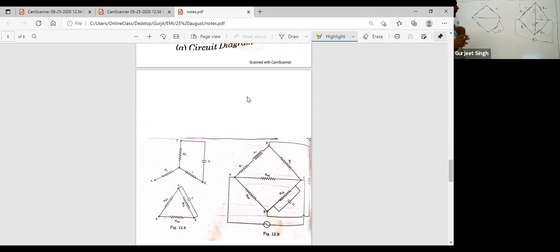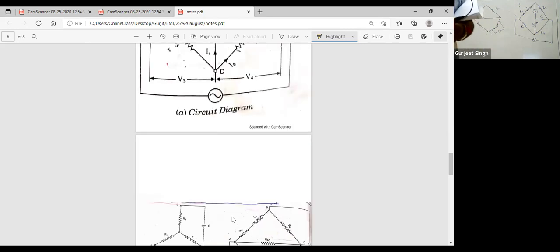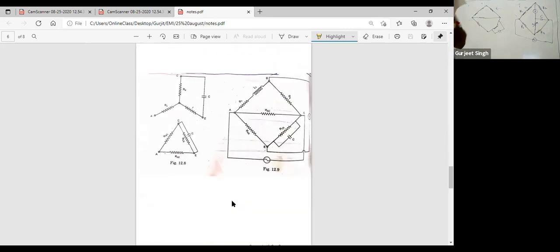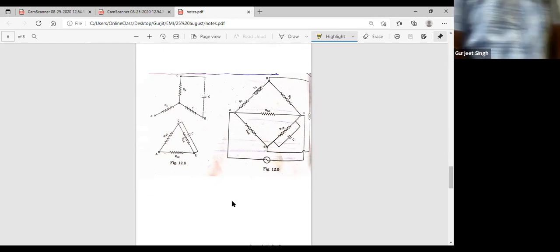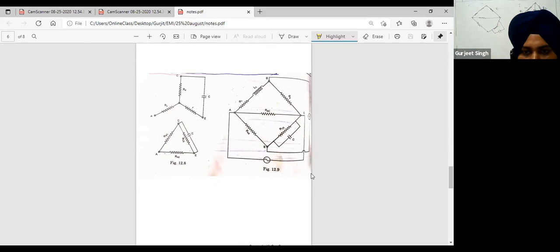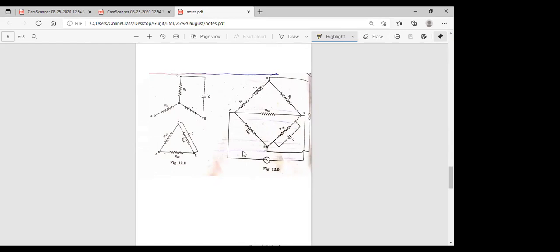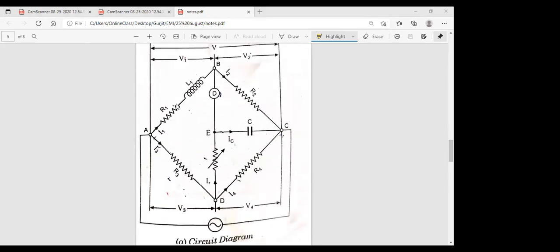This is our simplified diagram. How are we converting this diagram into this simplified diagram? With the help of the star delta connection. With the help of the star delta connection, we are converting this complex diagram into the simplified diagram, that is the Maxwell inductance bridge diagram. Students, I will explain how we are converting. So kindly see your screen, students.